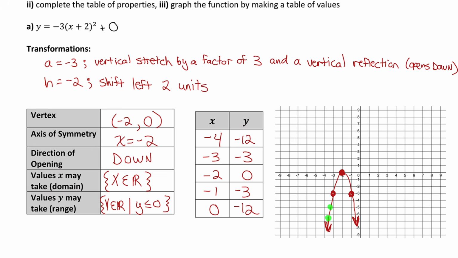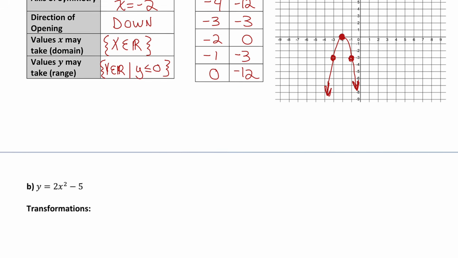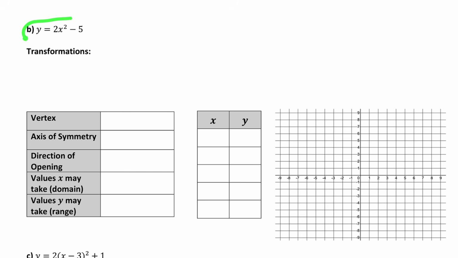All of the points that make up this parabola have y-coordinates that are less than or equal to 0. That vertex is the highest that parabola ever goes. Let's try another one. In part B, we have the equation y equals 2x squared minus 5.